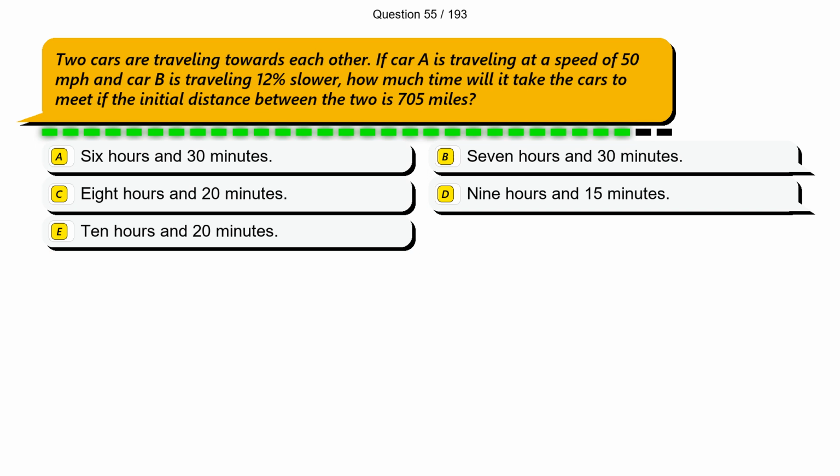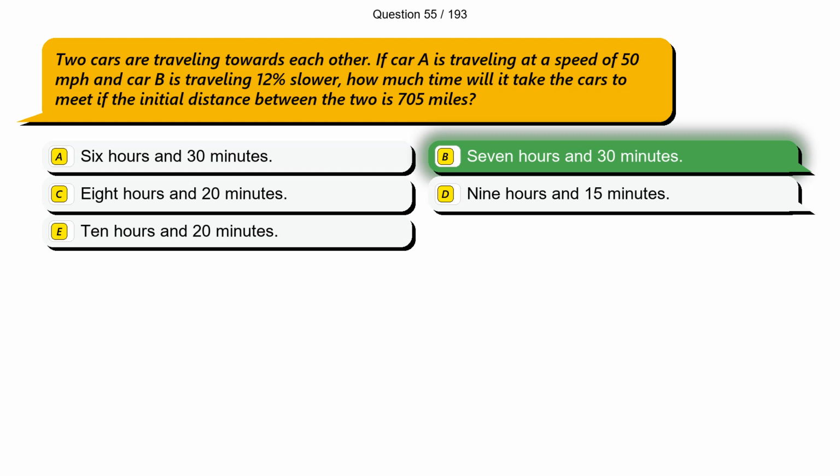Question 55. Two cars are traveling towards each other. If car A is traveling at a speed of 50 miles per hour and car B is traveling 12% slower, how much time will it take the cars to meet if the initial distance between the two is 705 miles? Option A, 6 hours and 30 minutes. Option B, 7 hours and 30 minutes. Option C, 8 hours and 20 minutes. Option D, 9 hours and 15 minutes. Option E, 10 hours and 20 minutes.